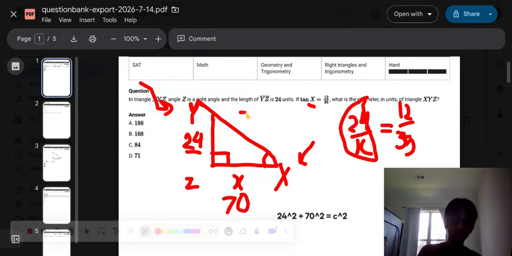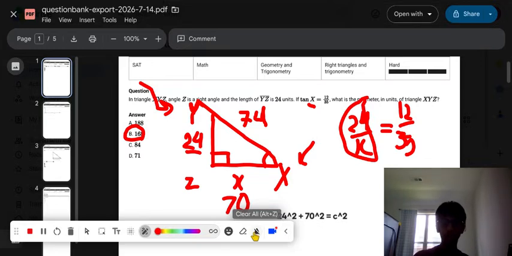And now what some people would do is just say, oh, that's your answer, and just move on. But remember, you cannot do that. We're asked to find the perimeter, right? So you have to add up 24, 70, and 74. You can just add them up. That's not really that difficult. And doing that, we get 168 as our answer, which is B.